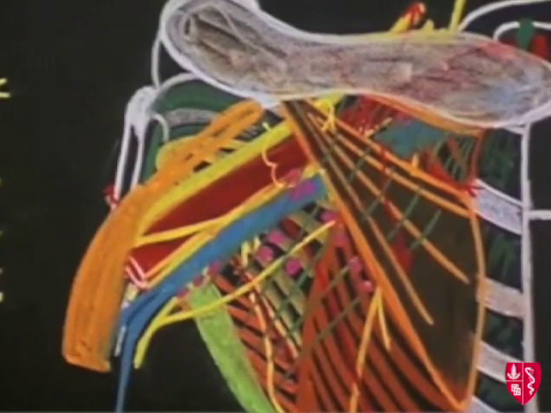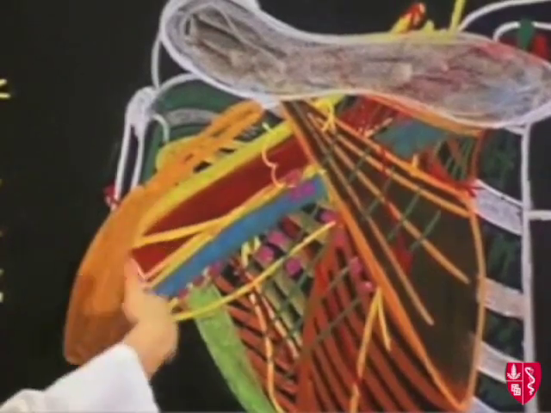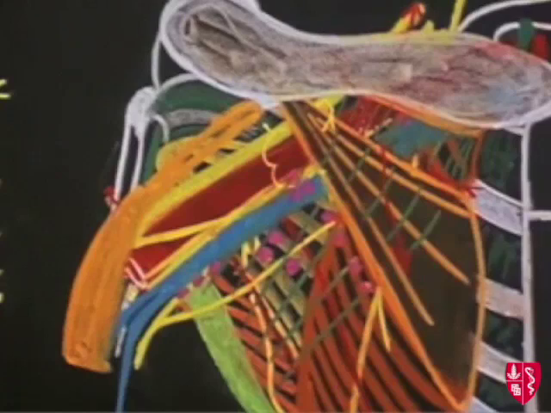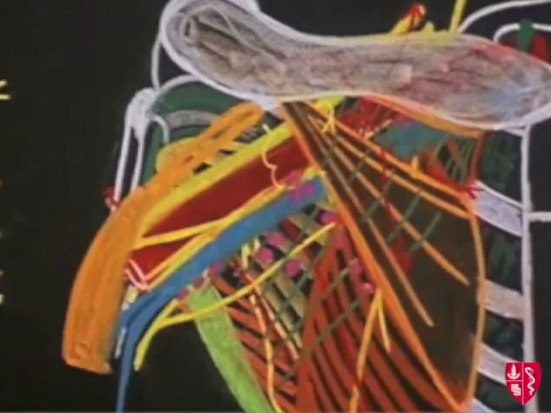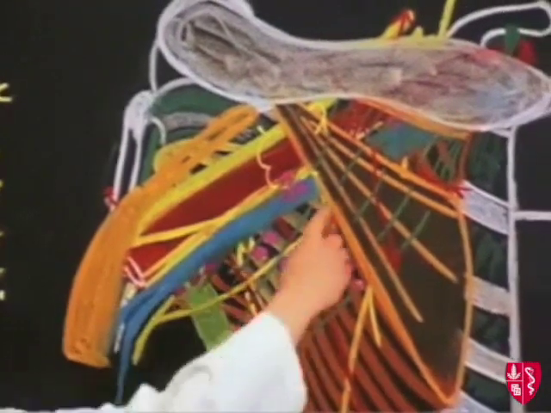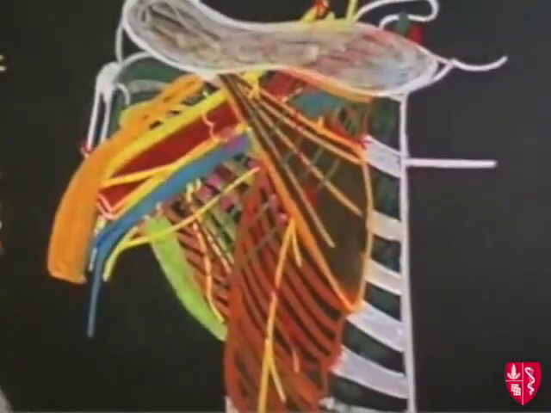Notice that the biceps, as it's coming down, is going to overlap the terminal part of the axillary artery, because the axillary artery here is going to become the brachial artery. Well, now we're in a position to put in this pectoralis major. It arises by two heads, a clavicular head and a sternal head.